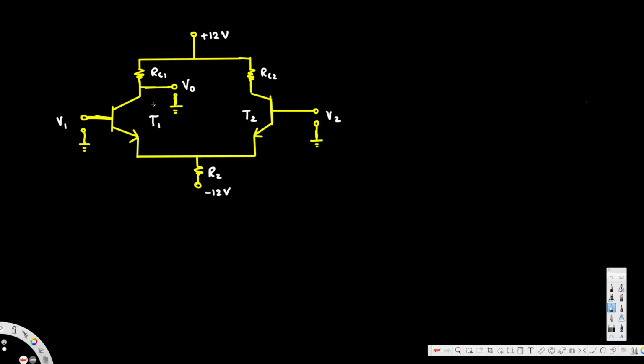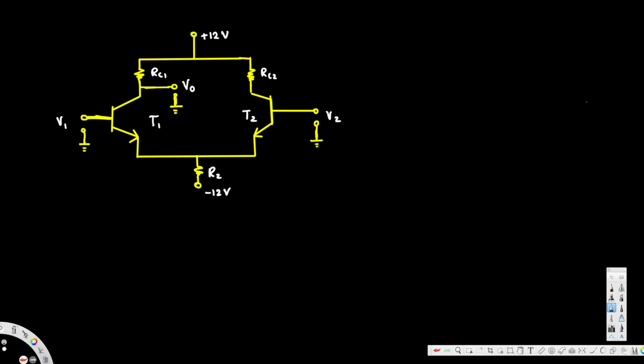In this video we are going to take a look at differential amplifiers. Here you can see this is equally divided. It means RC1 is equal to RC2, and T1 is equal to T2. We have equally divided both sides. Now let's look at the types of differential amplifiers.